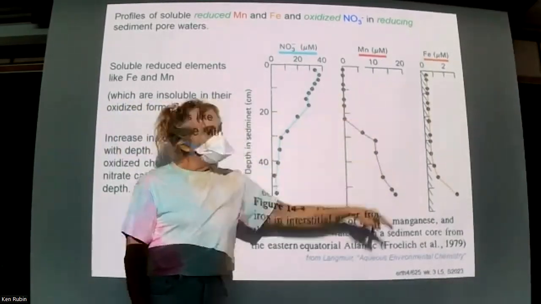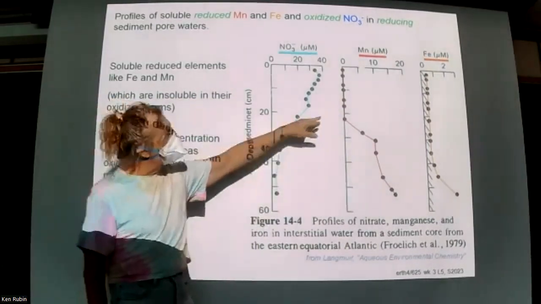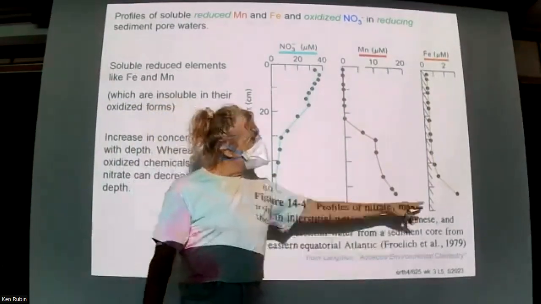Now, it's not a step function because of diffusion, which is something we'll talk about later. That's why we see a gradient instead of a step function. And the same thing with iron.